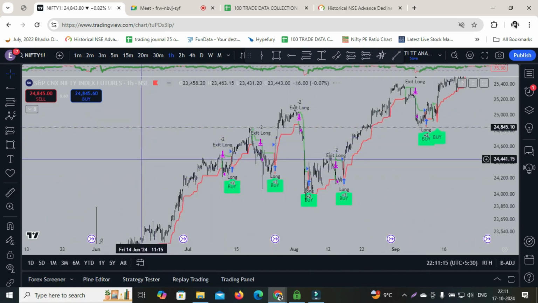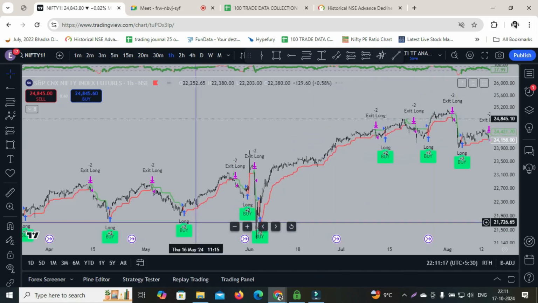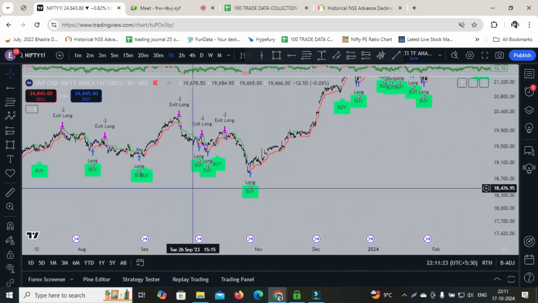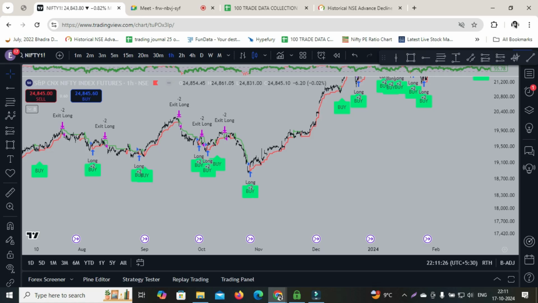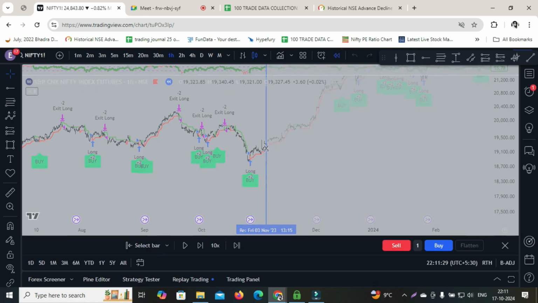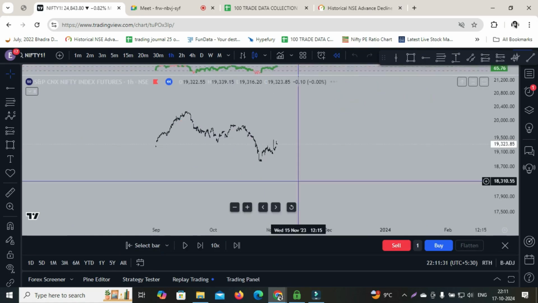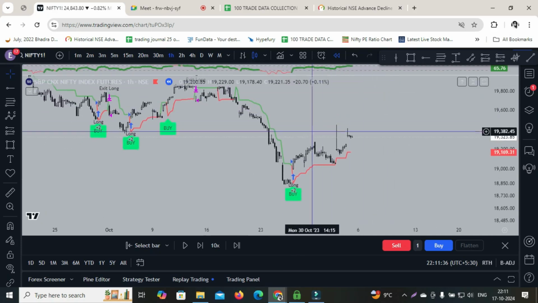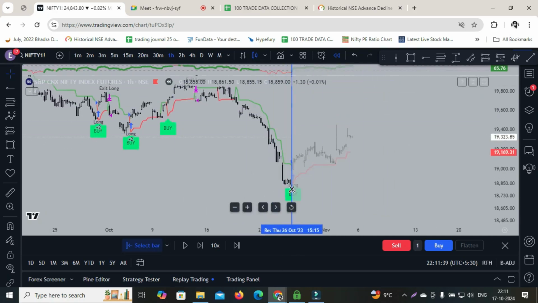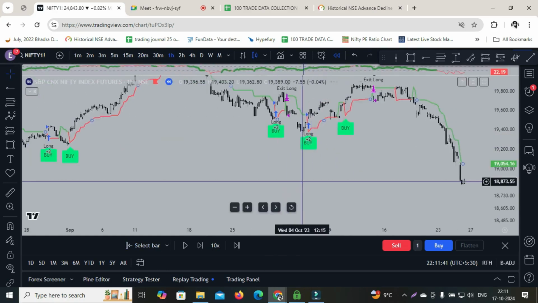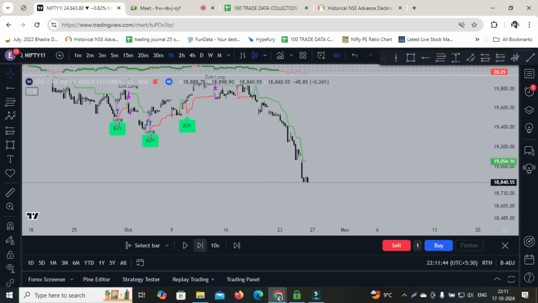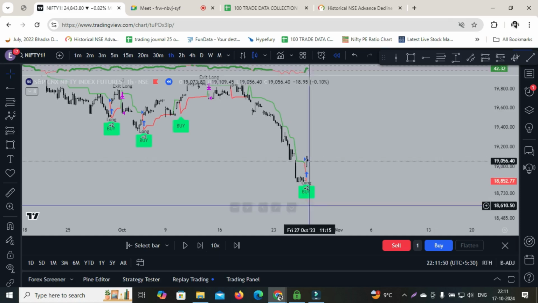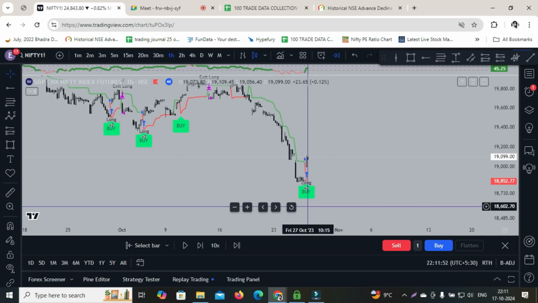So we can go into the past. We can just see how it works right from 3rd November 23. If we had been one year back, this strategy would have given us a long entry right here, that is on 27th October.